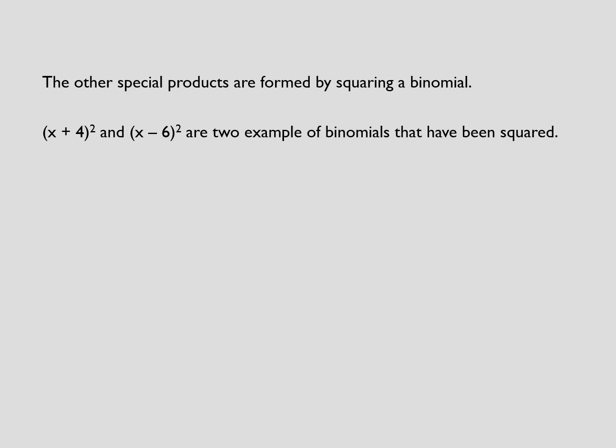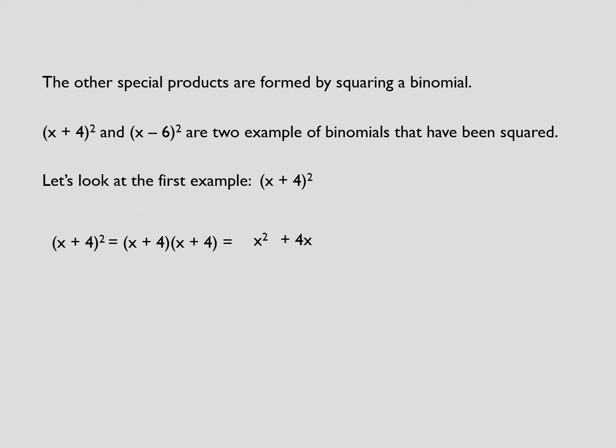Now, the second type of special product is formed by squaring a binomial. Take for example the quantity x plus 4 squared and the quantity x minus 6 squared. These are two examples of binomials that have been squared. Let's look at the first example, the quantity x plus 4 squared.